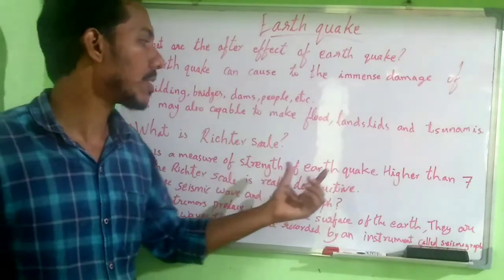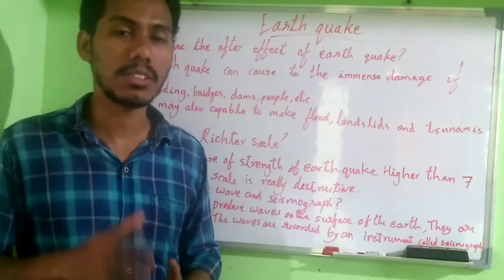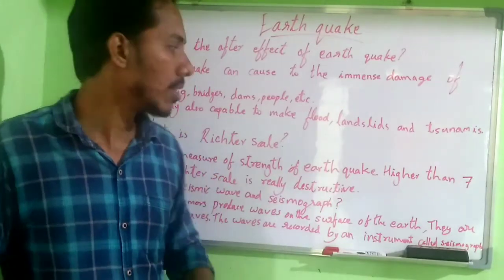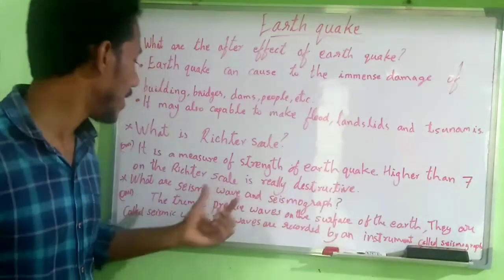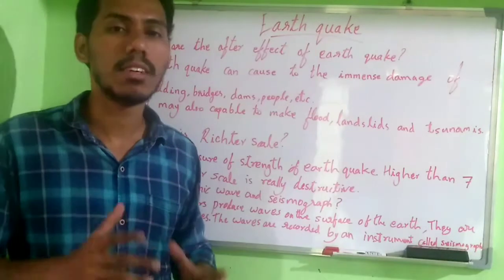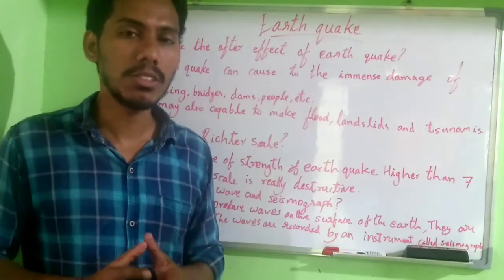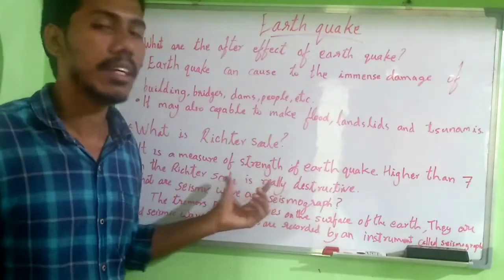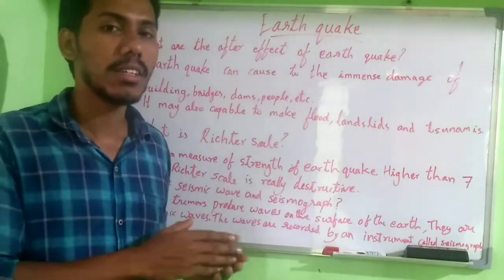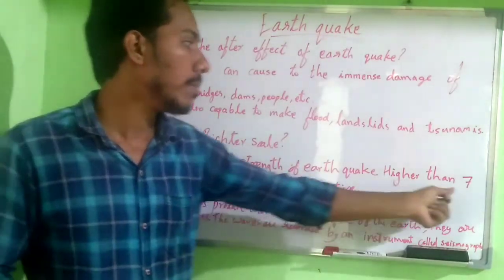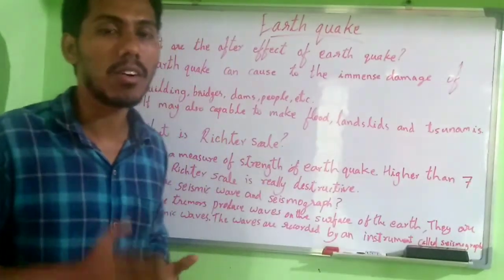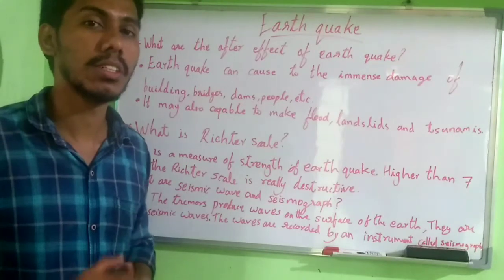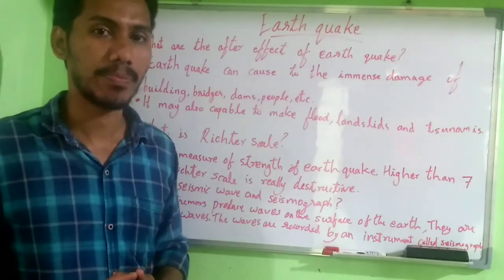It is a measure of the strength of an earthquake. Higher than 7 on the Richter scale is really destructive. We measure the earthquake by the reading on the Richter scale. There are a lot of values. Higher than 7 on the Richter scale indicates that the earthquake is really destructive.